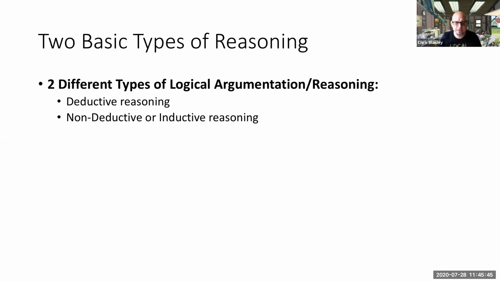We've got deductive reasoning and then non-deductive or inductive reasoning. The difference is that in deductive reasoning, the truth of the conclusion is said to follow necessarily, strong language there, from the truth of the premises, such that if the argument has a correct form, it's not an invalid argument, and the premises are actually true, then the conclusion would necessarily be true.